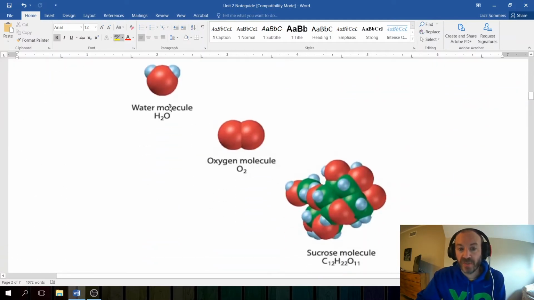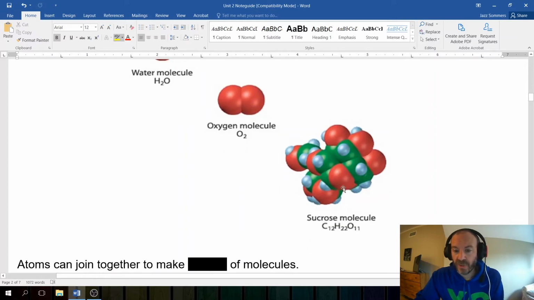These are some pictures of molecules. You can see water has one oxygen and two hydrogens. Oxygen molecules, like the O2 that we breathe in the air, have two oxygens. And the little number here represents how many oxygens you have.